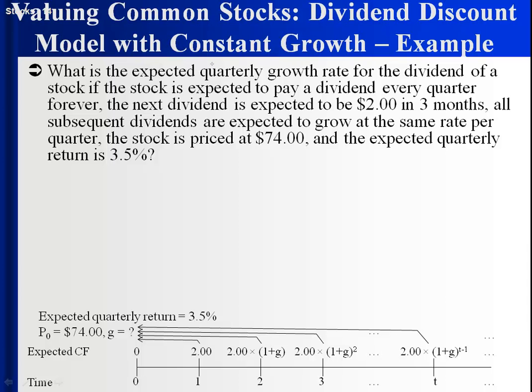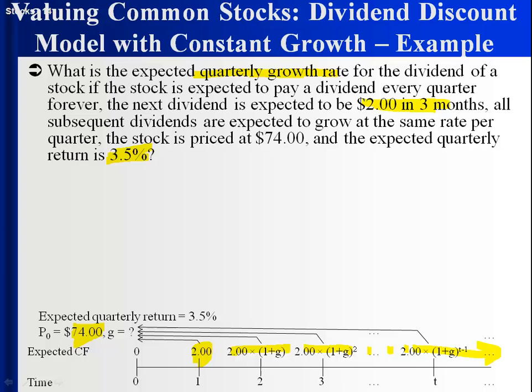Finally, what is the expected quarterly growth rate for a stock's dividend? The stock pays a dividend every quarter forever. In 3 months, we expect it to be $2. All subsequent dividends are going to grow at the same rate. So again, you got 2 times 1 plus g, 2 times 1 plus g squared, all the way out forever and ever. The stock is priced at $74, and the expected quarterly return is 3.5%.